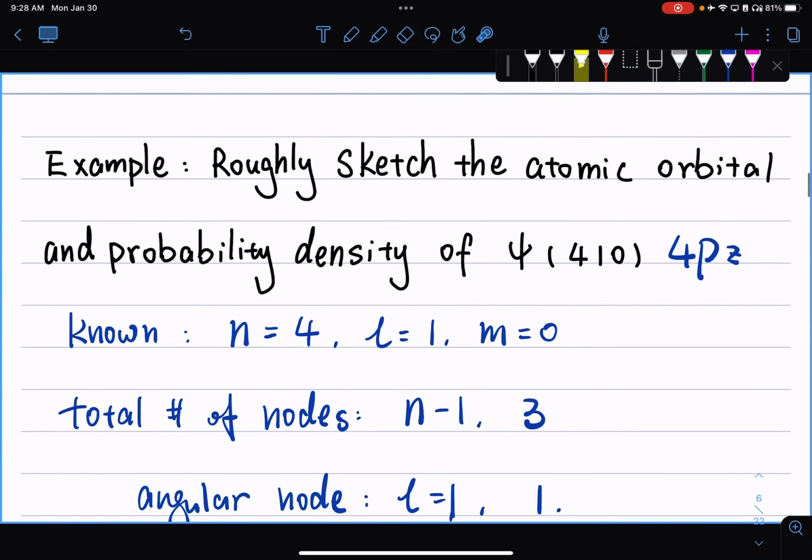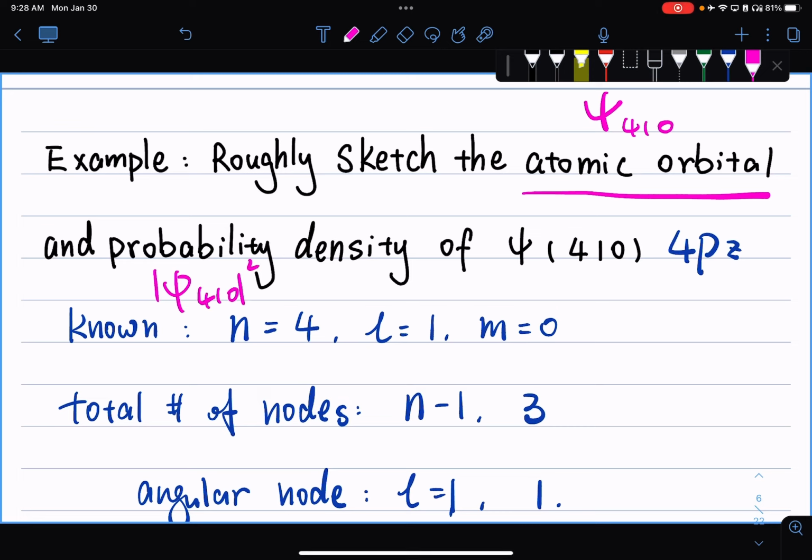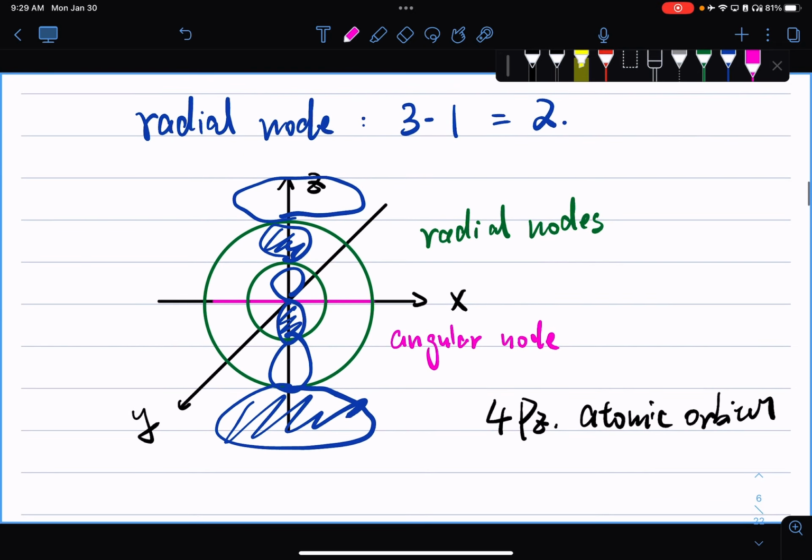All right. The question also asks you to sketch the probability density. So know that atomic orbital and probability density are two different drawings. Your atomic orbital is your phi 410. The probability density is your phi 410, absolute value squared. The difference is that your probability density doesn't have any shading. It's all going to be positive. But you'll still have these node planes.